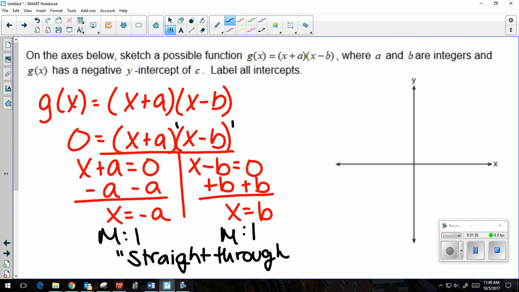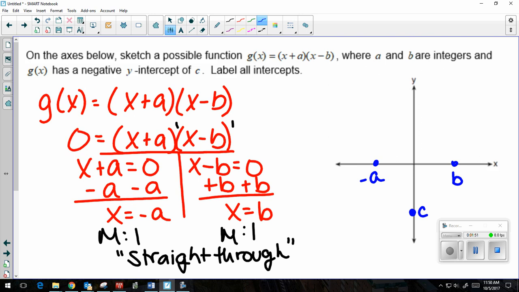So I'm going to plot my zeros. Remember, zeros are x-intercepts. I'm going to go to my graph, and I'm going to plot a negative a and a positive b. The other thing they told me was that it has a negative y-intercept of c. So down on the negative y-axis, I have a c.